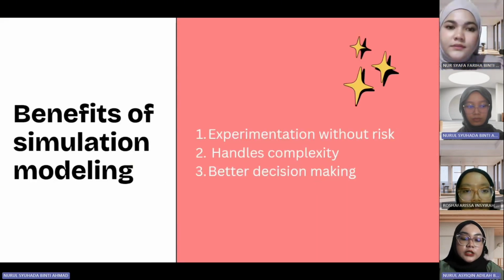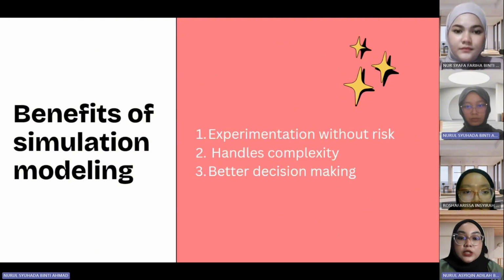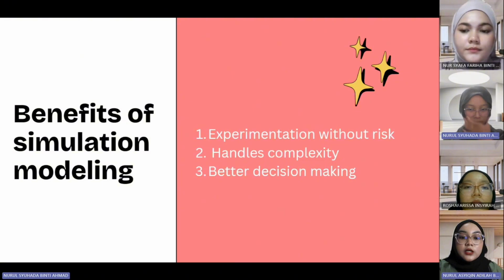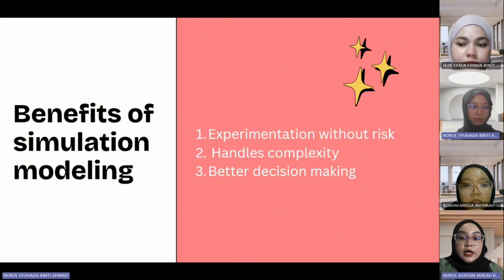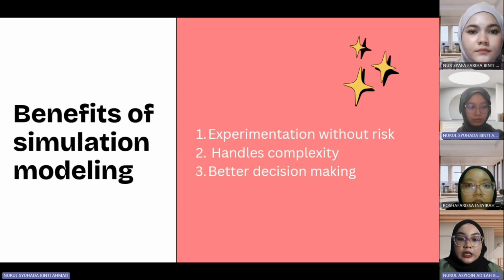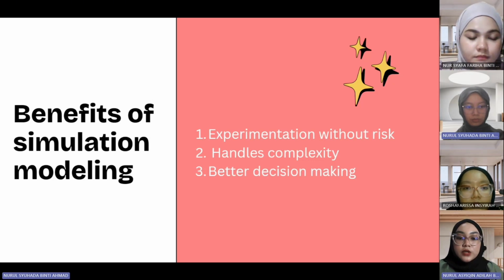So next, for the benefit of simulation modeling, first is experimentation without risk, which is simulation allows to test the different strategy and scenario in a virtual environment without affecting the real-world operation. So it avoids potential disruption and cost of experimenting directly in the actual system. Second is handle complexity, which is it can model intricate system with numerous interdependencies such as logistics, supply chain, or production process. So the third is better decision making.